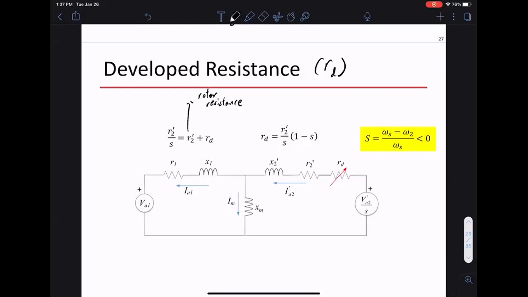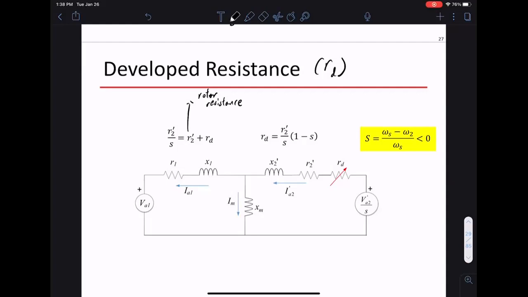Is RD 0 if S is 0? Right, it's R2 prime over S times 1 minus S. So if S is 0, what's RD? Right, infinity. So what does the infinite resistance mean? An infinite resistance is what kind of circuit? An open circuit, right? So S being 0 creates an open circuit.